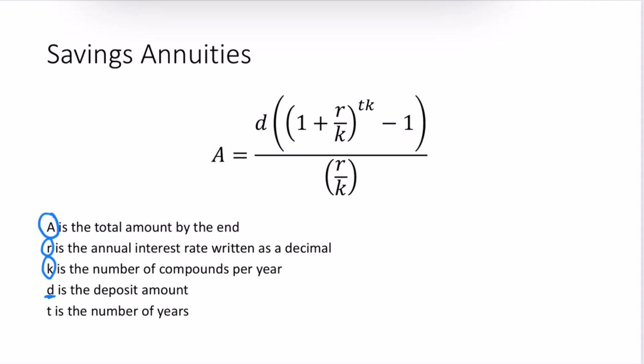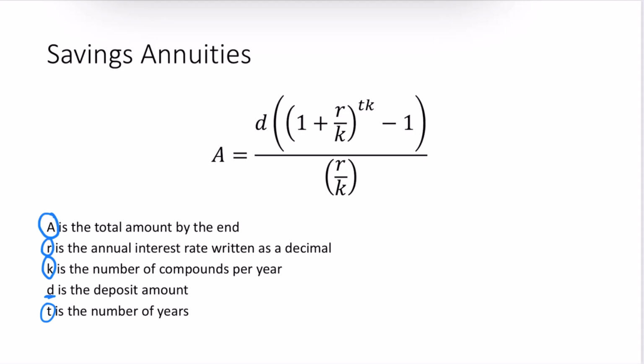So for the most part, in all of the homework assignments you're going to be doing, we're going to be doing monthly compounding, and you're also going to be making monthly deposits. So the number of compounds needs to match how often you're depositing the money. And then just like before, T is going to represent the number of years.